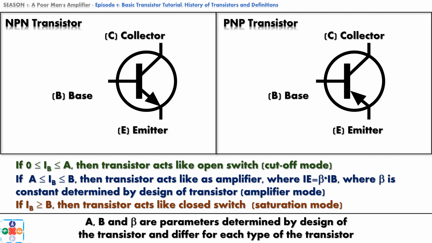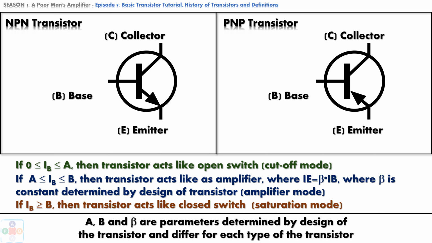Both NPN and PNP transistors work in one out of two modes, either as a switch or as an amplifier. The mode of operation is determined by the amount of current present at the base terminal of the transistor. If base current is equal to 0, or less than some predetermined value A, then transistor is in so-called cutoff mode. In this mode, the transistor is analogous to an open switch in the circuit. No current flows between collector and the emitter.